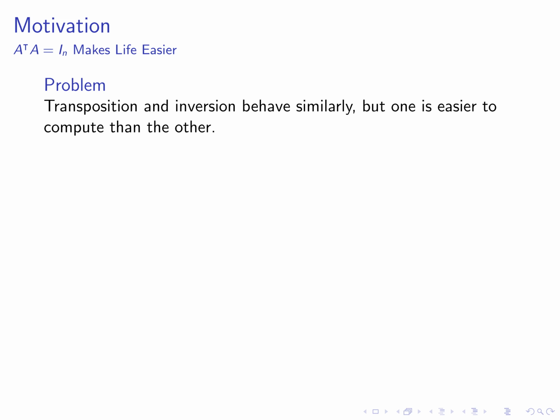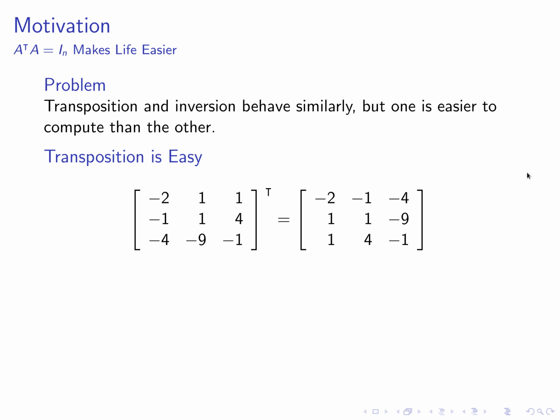Now, there's an issue here, because as we have noticed so far, one of these operations is much easier to work with than the other. Transposition is much easier to do than inversion. Here's an example to illustrate this. To transpose a matrix, all we do is swap the rows with the columns. So here we have a perfectly good 3 by 3 matrix. To transpose, we don't really need to do any work. We rip out the 3 rows and put them into the 3 columns of a new matrix.